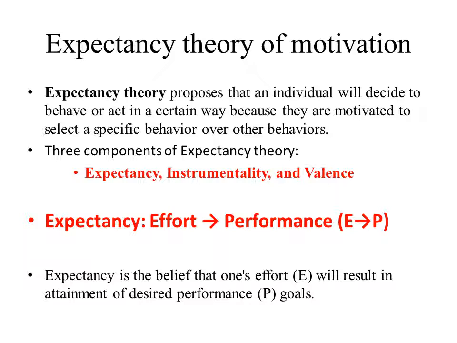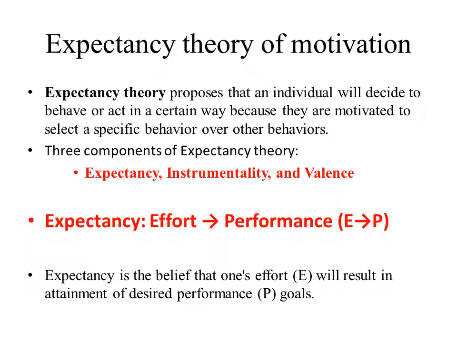The first one is expectancy. Expectancy is the belief that working harder will lead to better performance. Next is instrumentality. This is the belief that better performance will always be rewarded. And the last one is valence. It is the resulting reward.